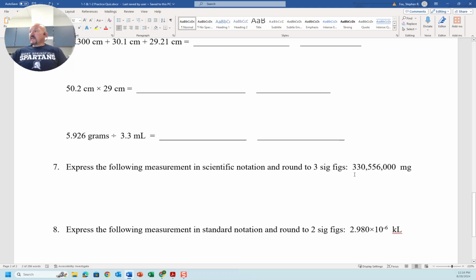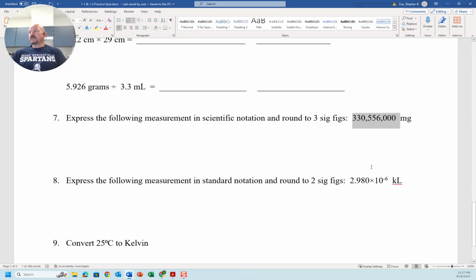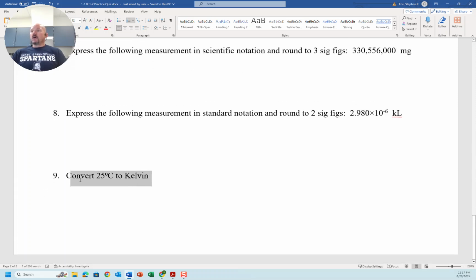Okay? And then here we're just taking a number and converting it to scientific notation, but we are also rounding it to a certain number of sig digs. So we have to have the right number of sig digs and put it in proper scientific notation, and that's what we're doing here. Okay?